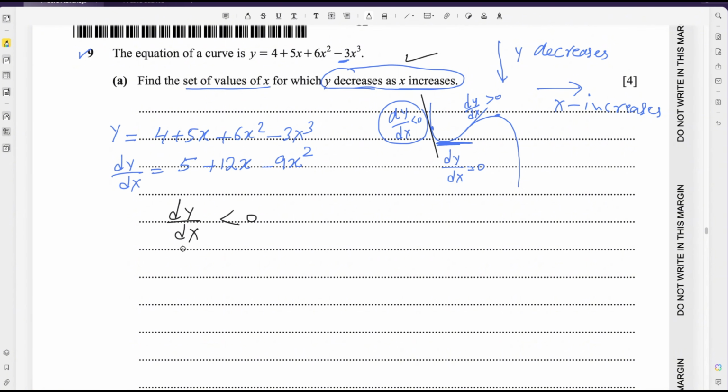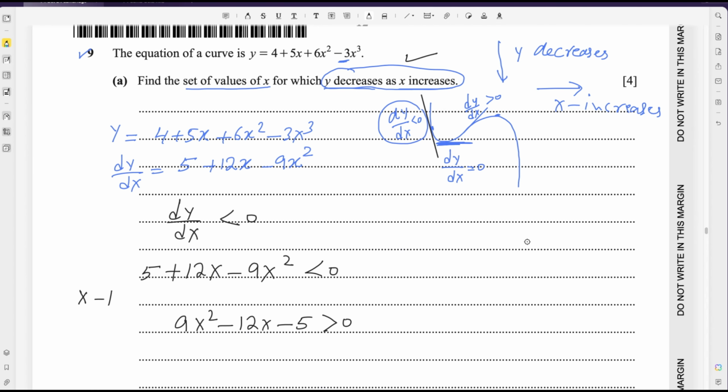Okay. Now 5 plus 12x minus 9x squared is less than 0. To make the coefficient of x squared positive, which is the easiest way to solve these types of questions, what we will do now is multiply by a negative number. So it will be 9x squared minus 12x minus 5. Also, when you multiply by a negative number, the inequality is changed. If it is smaller, it becomes greater.